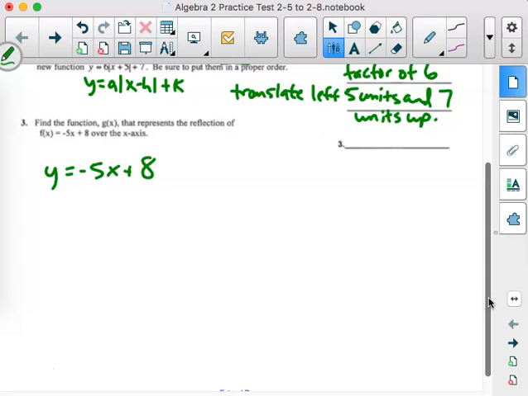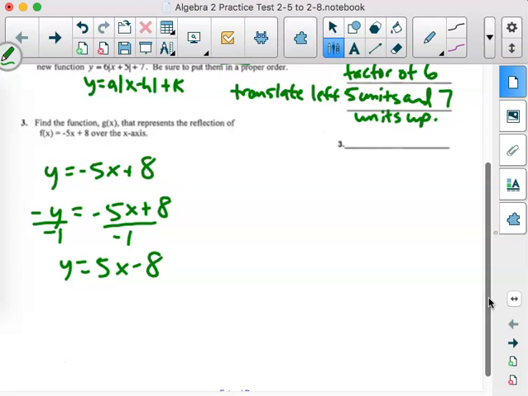Yep, Lily's got it. You make the y negative. Do you suppose we leave it that way? It looks wrong, doesn't it? Yeah. So we would divide everything or multiply everything by -1. And that would be our answer.